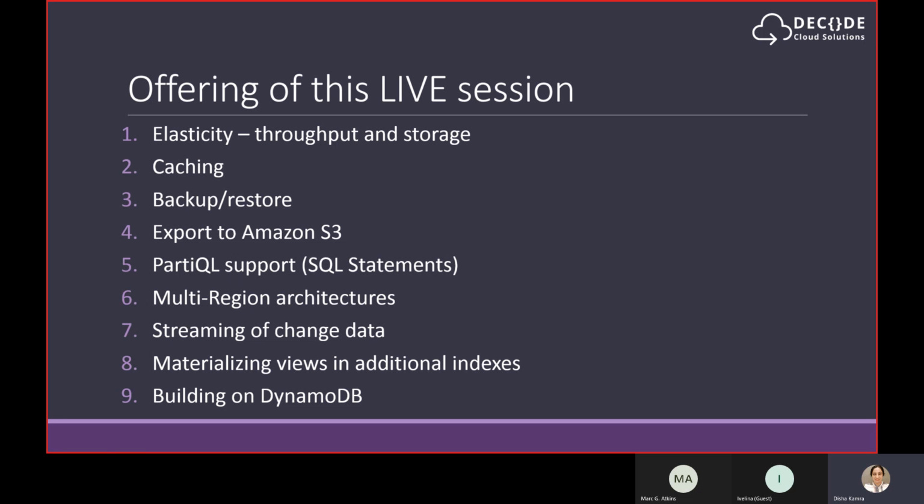So, the topics that I want to move through in this discussion are initially this list of features which I'm talking about here. We will talk about elasticity for throughput and storage, caching, backup and restore options available there, and export to Amazon S3. This list of features are things that you can use to improve the experience for your developers to rapidly innovate and to deliver a better quality of service for your own customers.